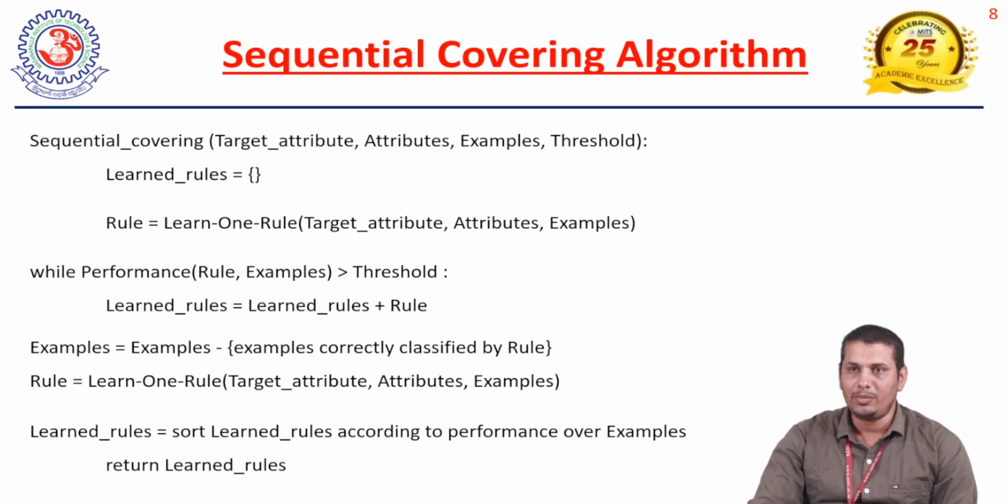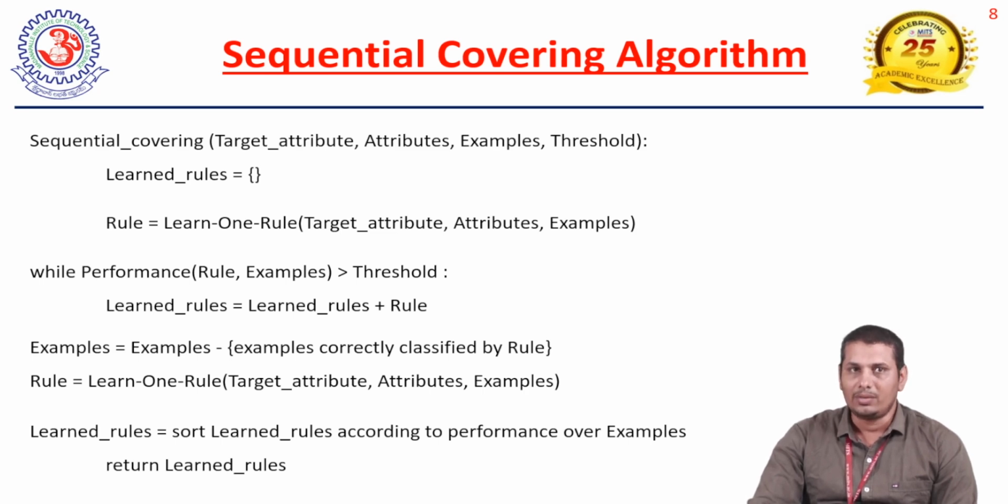The first input I'm going to consider here: rule is equal to learn one rule. That is the first implementation I'm going to take from the target attribute. That is my target resultant, the list of possible solutions, which is considered as attributes, and the environment I am going to deploy, that is examples. I'm not using threshold anywhere. Why? Because the threshold value is 0 till now.